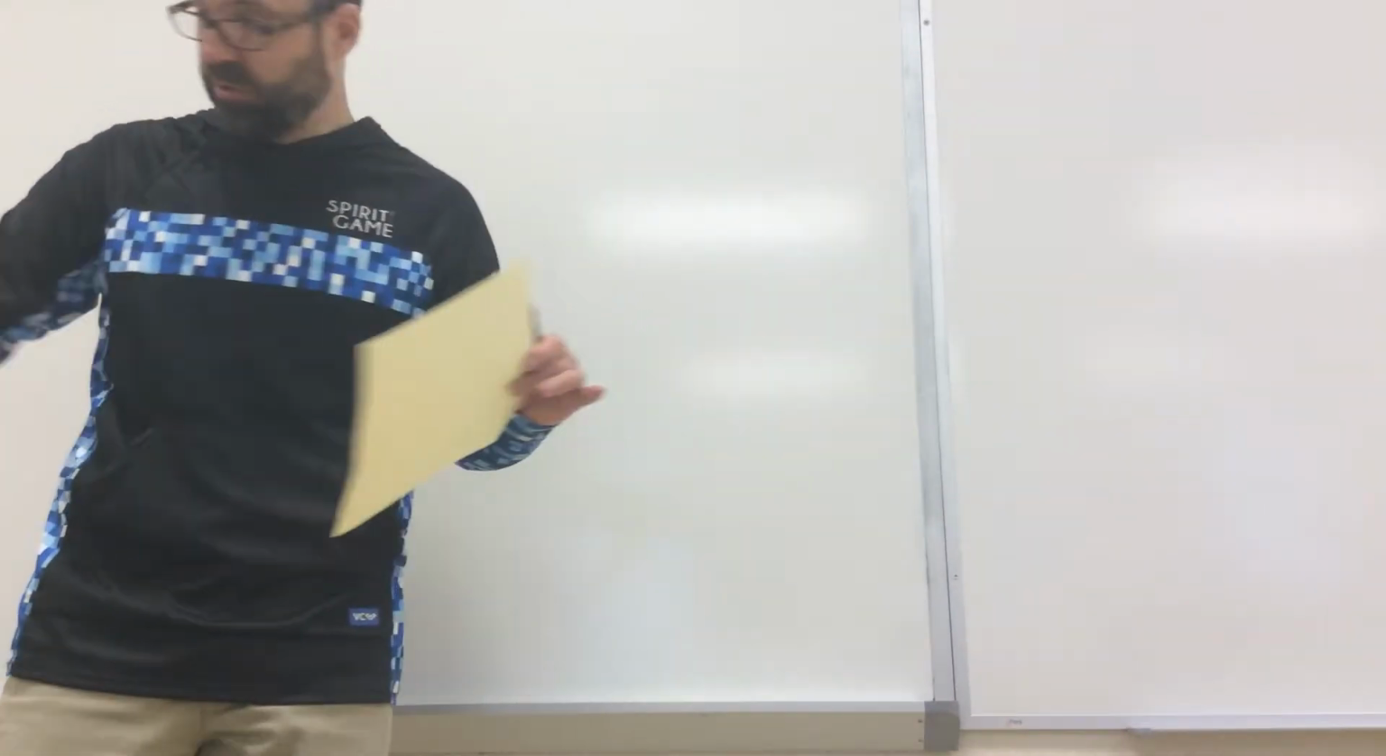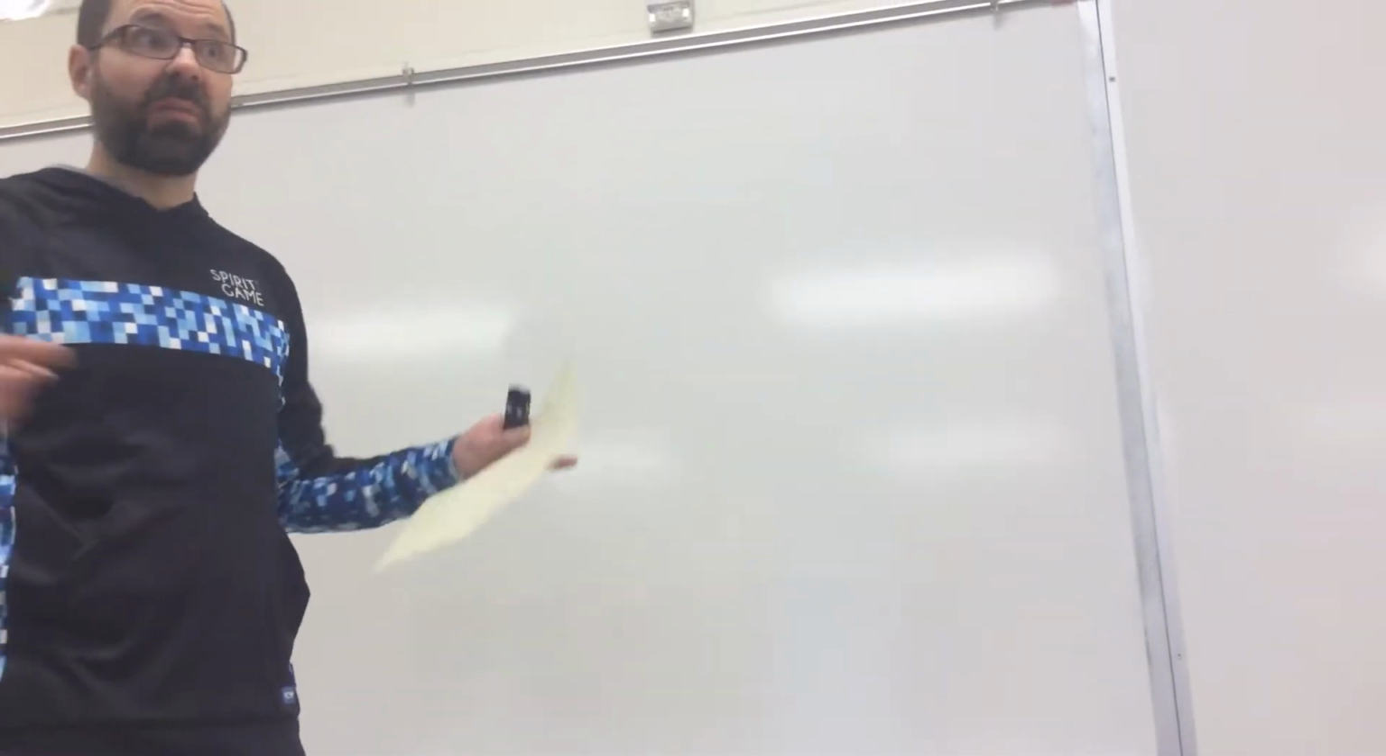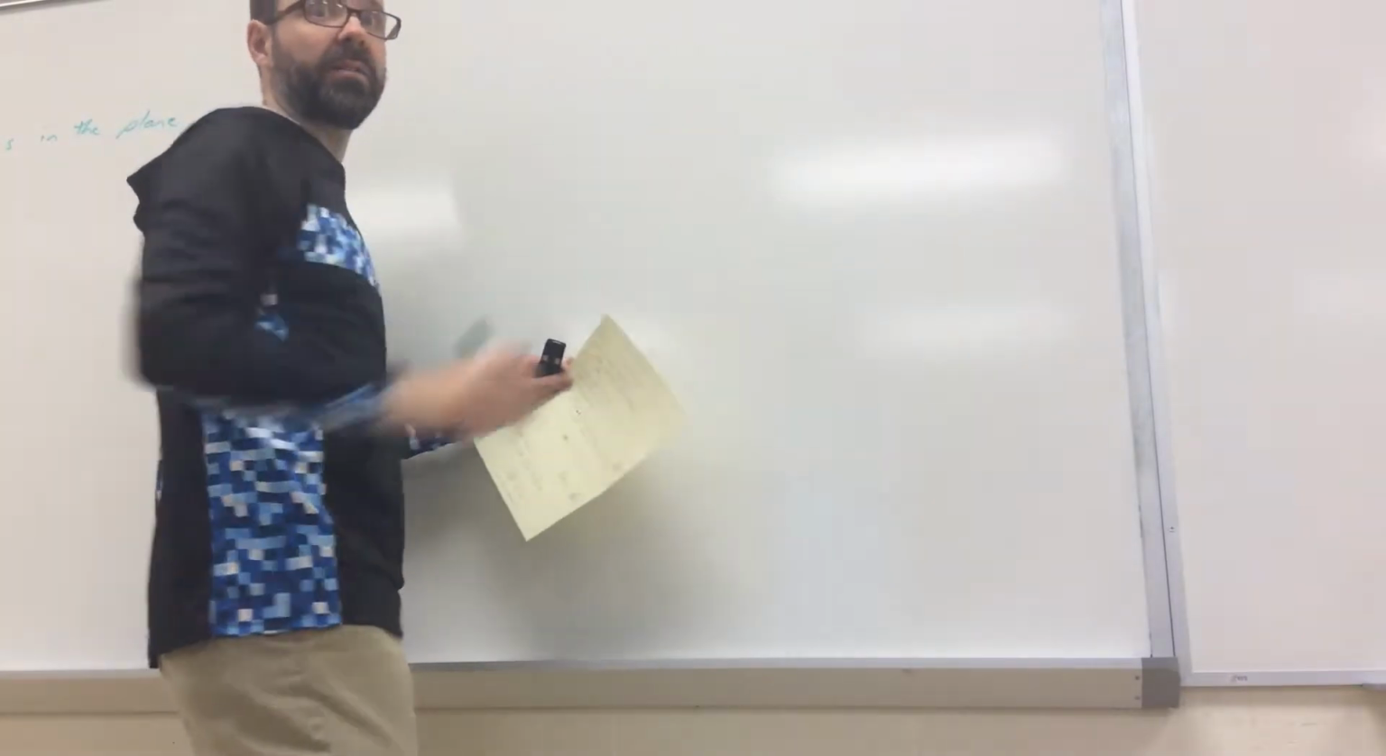So in the classic calculus 1 problem, there's a particle moving back and forth on a number line. This is the classic calculus 2 problem, where there's a particle moving around on an xy plane.